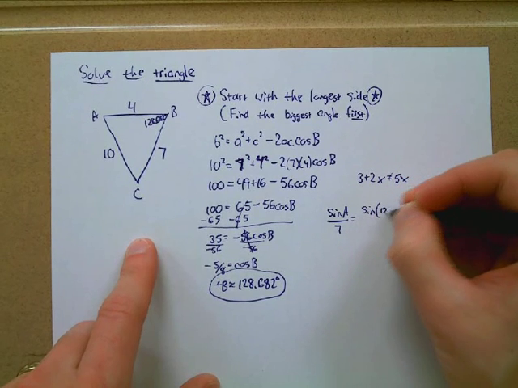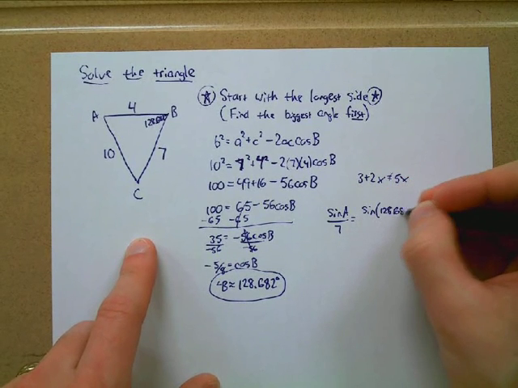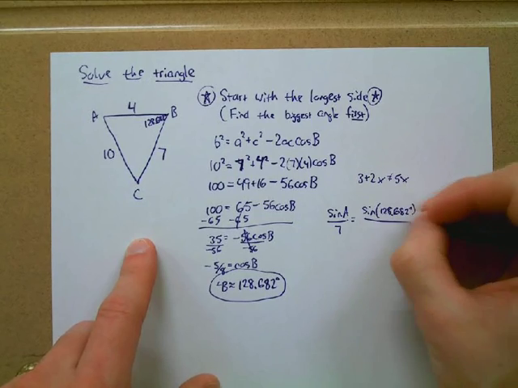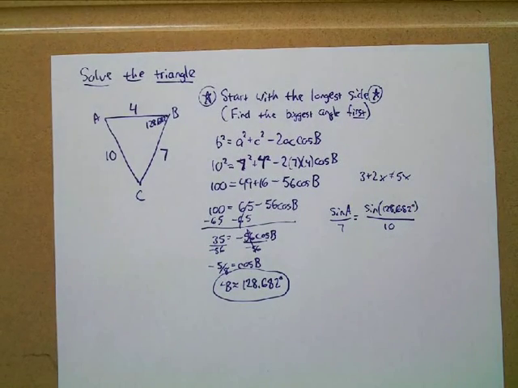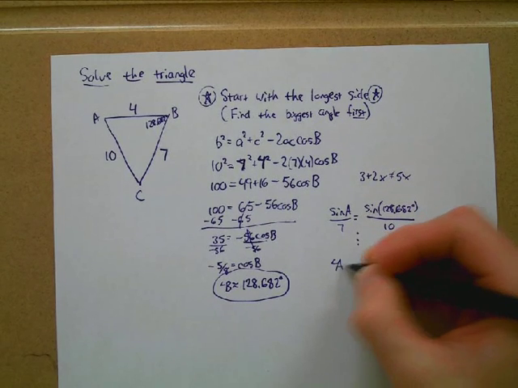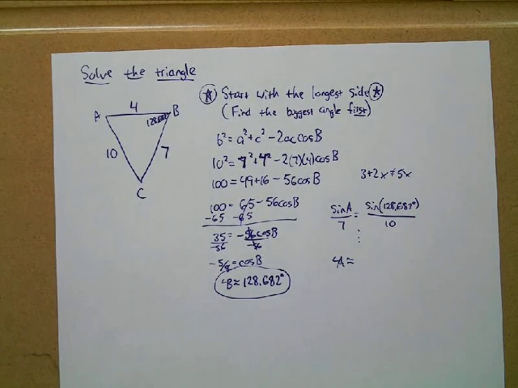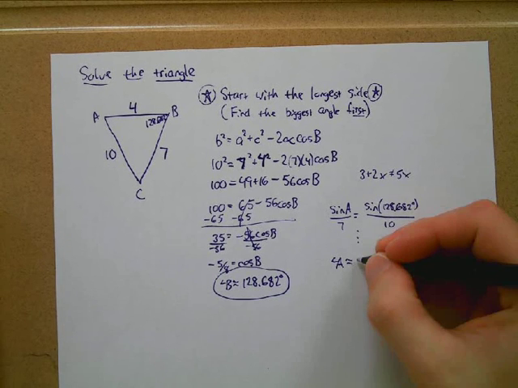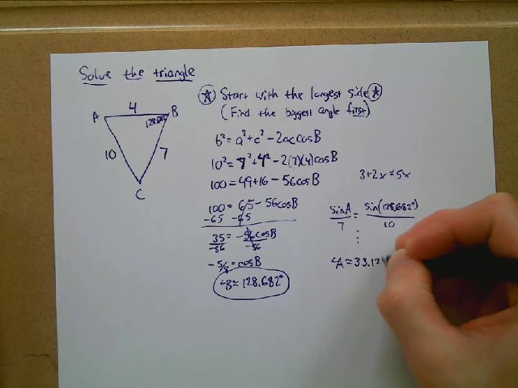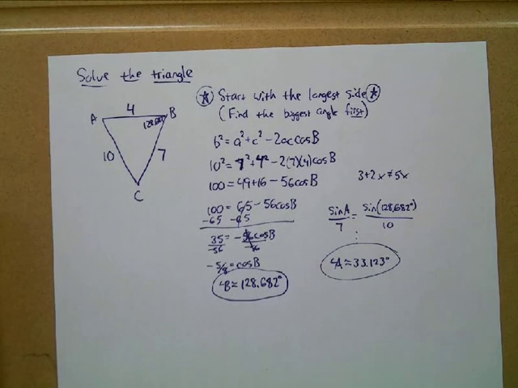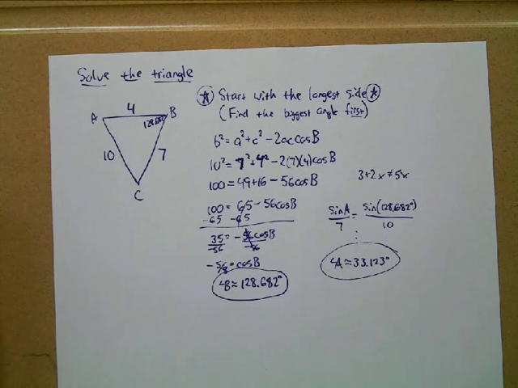I'll just skip through that, and we'll just do this calculation here real quick. So 7 sine of 128.682 divided by 10, so approximately 33.123 degrees. And of course, we can then find angle C by subtracting from 180, and we get about 18.195 degrees for angle C.